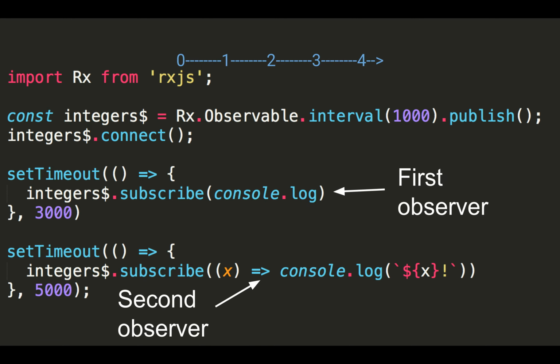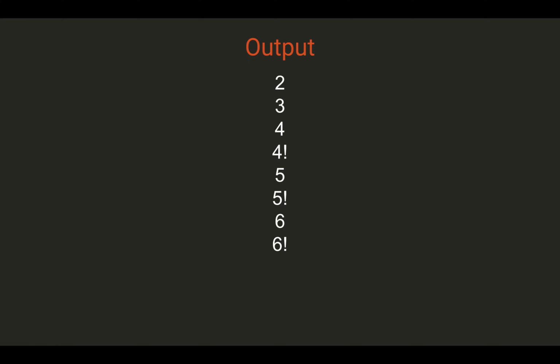First observer, second observer. So this time, instead of starting at 0, we're starting at 2 because the first subscriber didn't subscribe until after 2 seconds. And then we get 3, 4, and then the second subscriber jumps in and it gets 4 exclamation point.